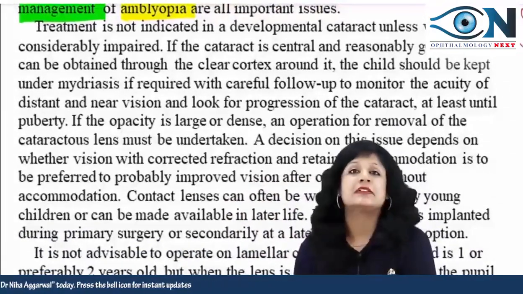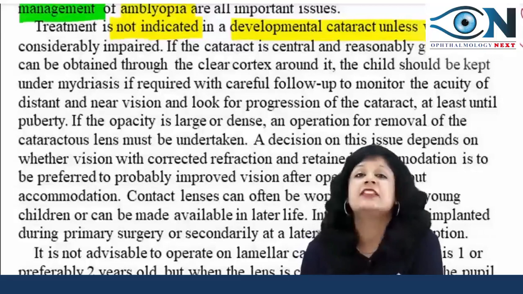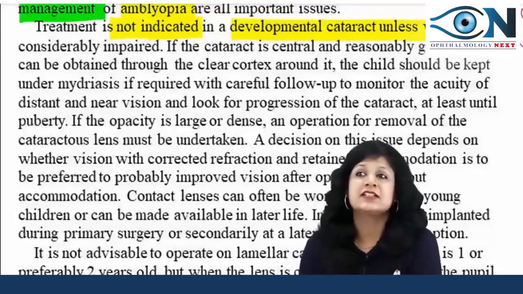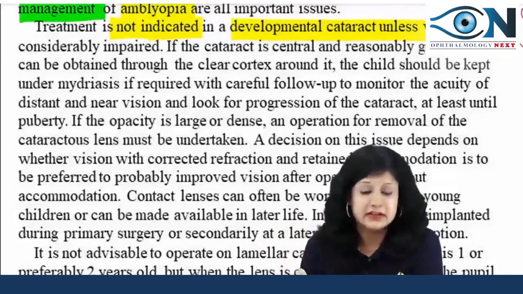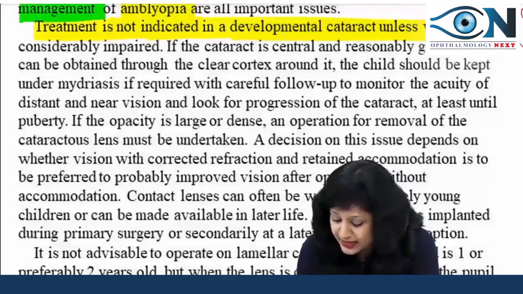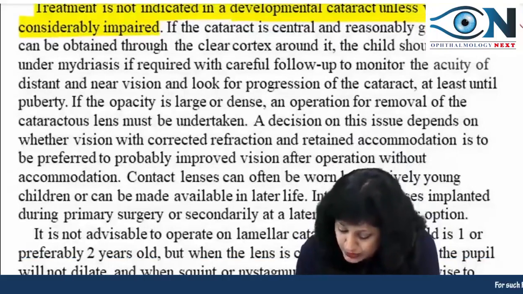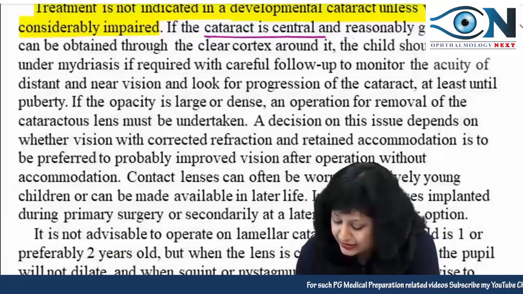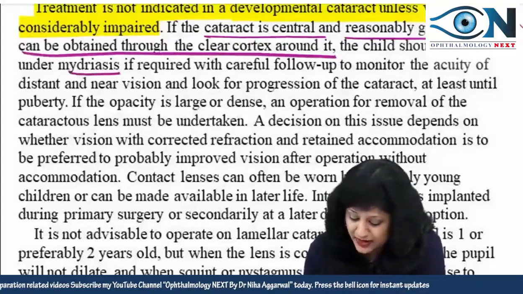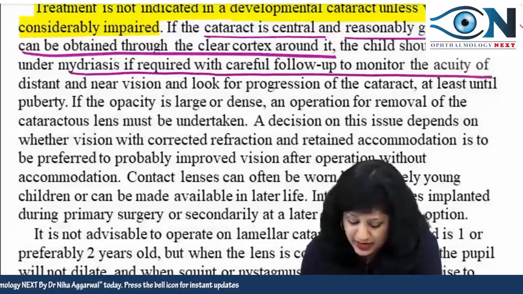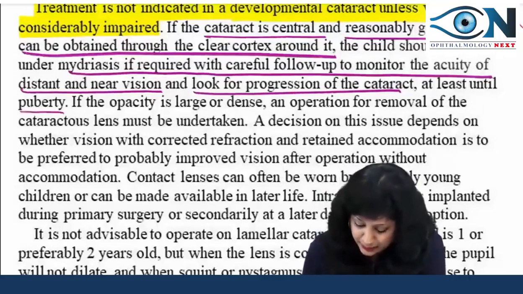Now treatment per se is not indicated in developmental cataract unless the vision is considerably impaired. That is the dictum, because for surgeries you always have to run through a dictum. So the treatment is not indicated unless the vision is considerably impaired. That is a dictum we have to follow. If the cataract is central and reasonably good vision can be obtained through the clear cortex around it, the child should be kept under mydriasis if required, with careful follow-up to monitor the acuity of distant and near vision. Look for the progression of the cataract at least until puberty.